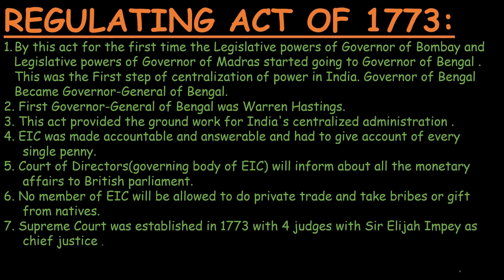This act provided the groundwork for India's centralized administration. EIC was made accountable and answerable and had to give account of every single penny. Court of Directors, the governing body of EIC, will inform about all the monetary affairs to British Parliament. No member of EIC will be allowed to do private trade and take bribes or gifts from natives. Supreme Court was established in 1773 with 4 judges with Sir Elijah Impey as Chief Justice.